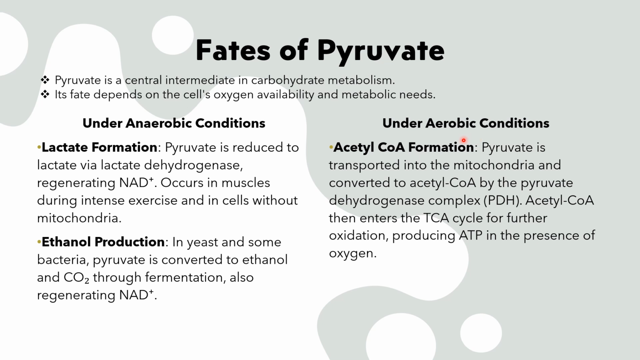In the presence of oxygen, which we refer to as aerobic, pyruvate is converted to acetyl-CoA. So we know glycolysis occurred in the cytosol. And so in the presence of oxygen, pyruvate is transported into the mitochondria, where we have the pyruvate dehydrogenase complex, which is involved in converting our pyruvate into acetyl-CoA. We are also going to look at this in more detail.